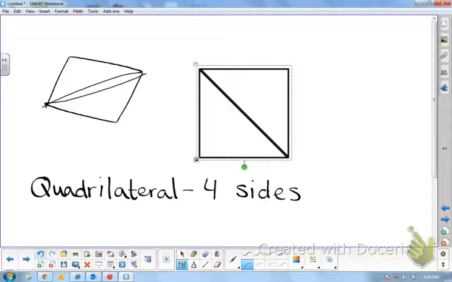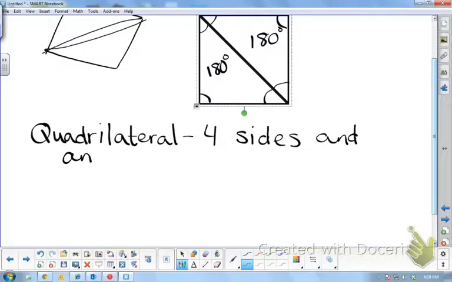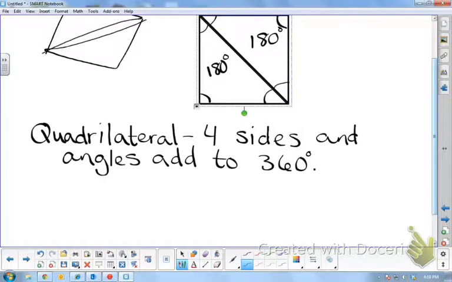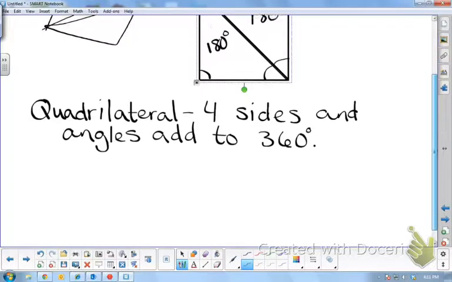So there's four sides, and we know the angles in a triangle add up to be 180. So those three added up to be 180. And if we look at the second triangle, those three added up to be 180. So in total, we know a quadrilateral adds up to be 360 degrees. So four sides and the angles add to 360 degrees. Well, there's actually quite a few different types of quadrilaterals. The first one is called a trapezoid.